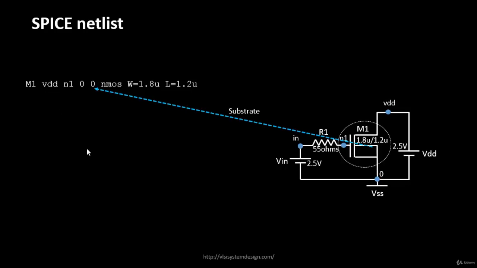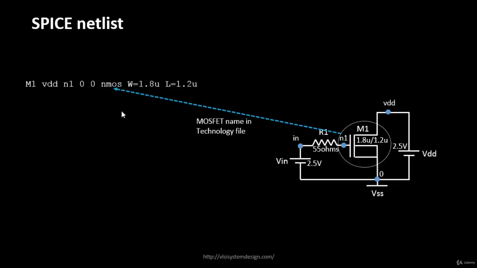Okay, after that comes the name of the MOSFET. It's called NMOS, and this name is coming from something called the technology file. I'll get back to the technology file in some time. Along with the SPICE netlist, remember in the last video we mentioned that there are some technology parameters that we supply to the engine through a special file called the technology file. In that technology file we'll define NMOS. I'll come back to NMOS.